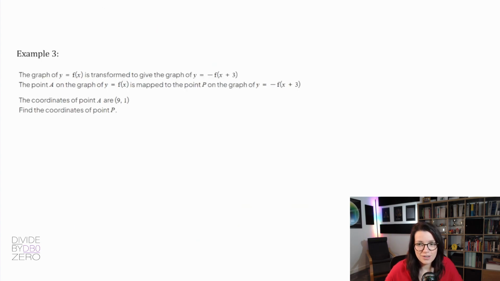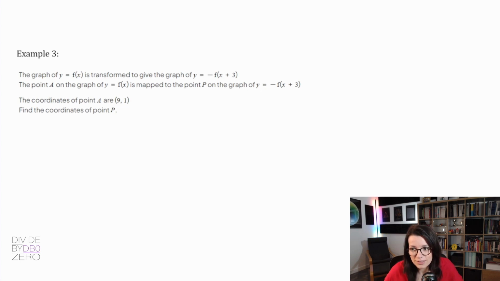Last example, so there's no graph or picture this time, just a bunch of words. It says the graph of y equals f of x is transformed to give the graph of y equals minus f of x plus 3. The point A on the graph of y equals f of x is mapped to the point P on the new graph, and the coordinates of point A are 9, 1, and our job is to find the coordinates of P on the transformed graph.